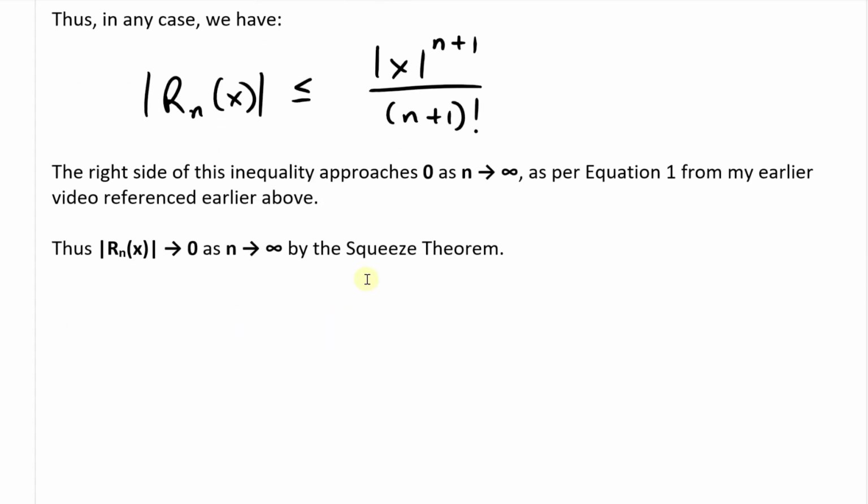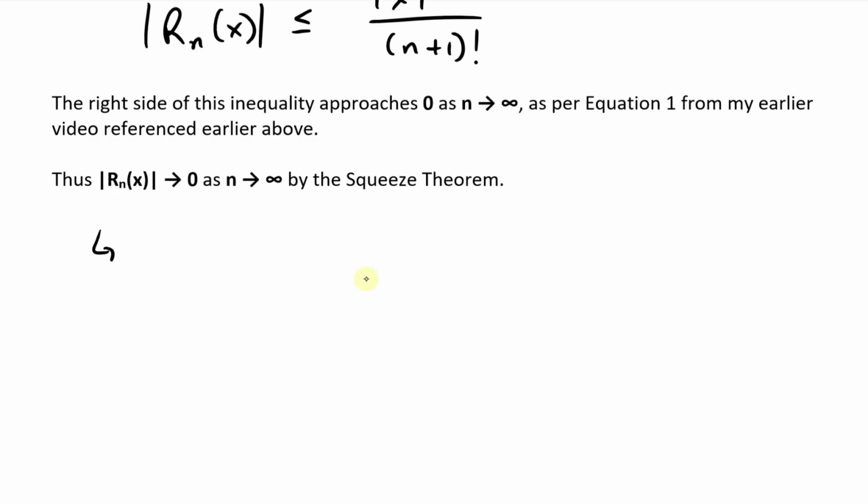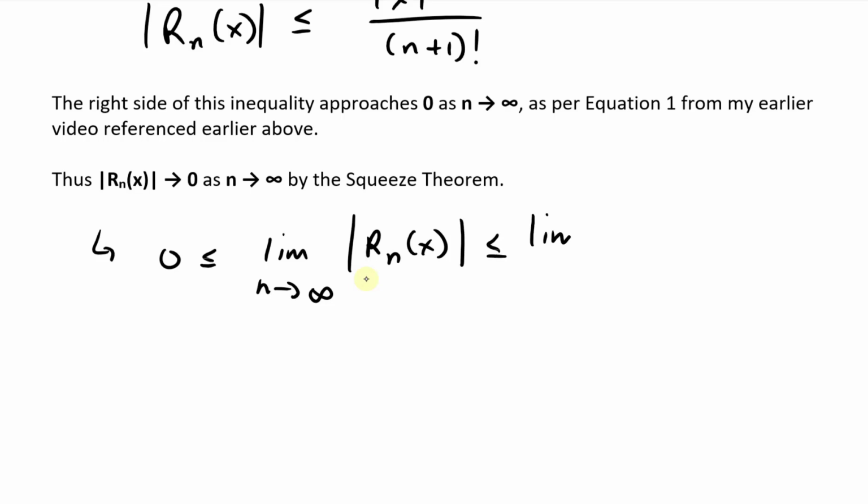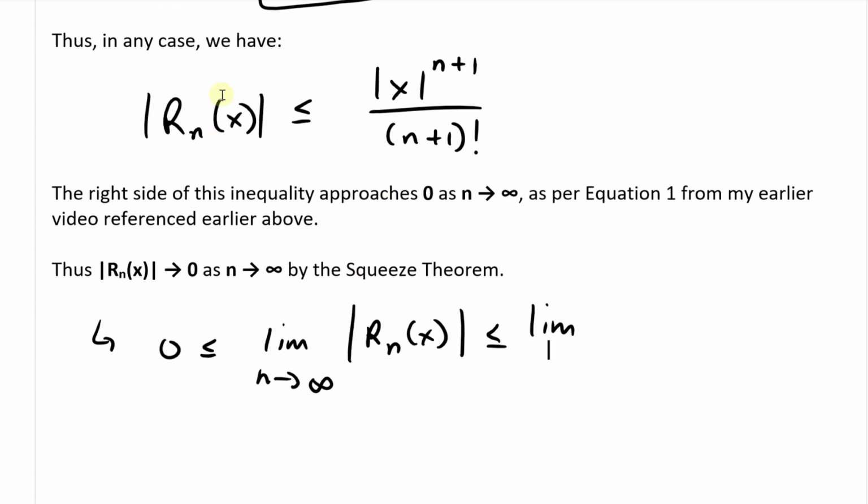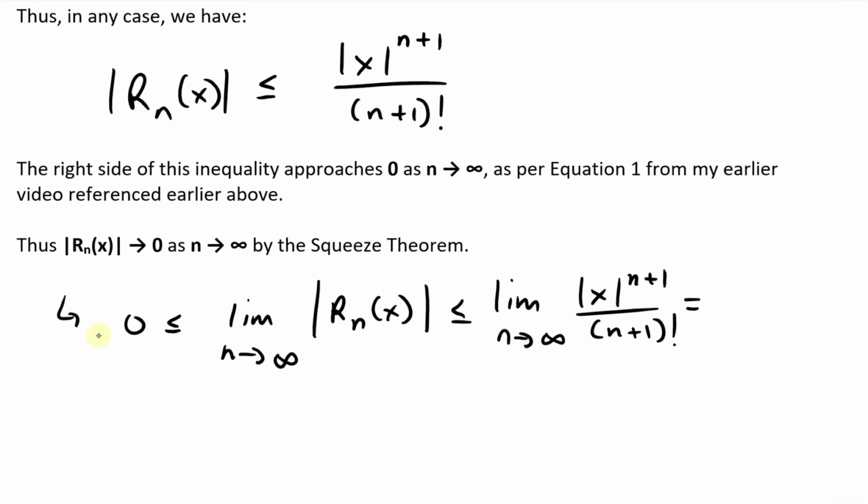By the squeeze theorem. Recall, we have 0 less than or equal to the limit as n approaches infinity of the absolute value of the remainder Rn of x, which is less than or equal to the limit of the right side. So if we have this inequality and take the limit, the middle one is positive, so it's greater than or equal to 0. To the left, the limit as n approaches infinity of 0 is just 0. And on the right is the limit as n approaches infinity of the absolute value of x to the power of n plus 1, all over n plus 1 factorial, which we know from equation 1 approaches 0.